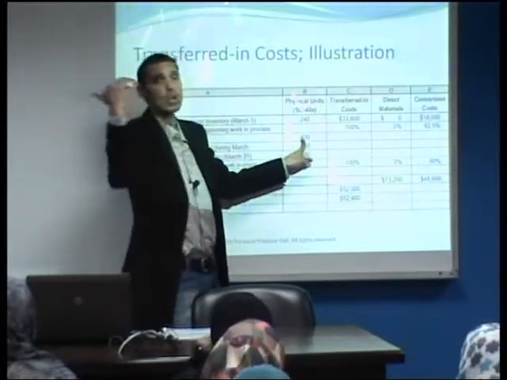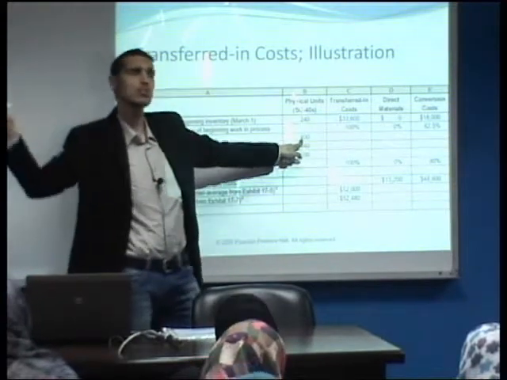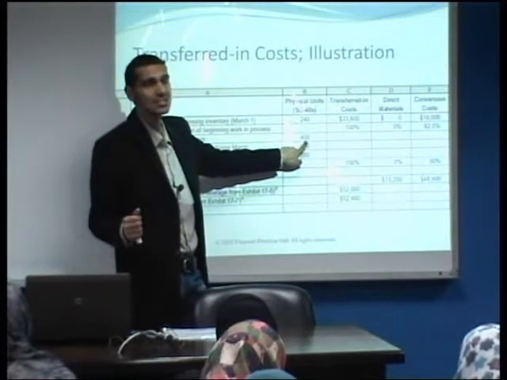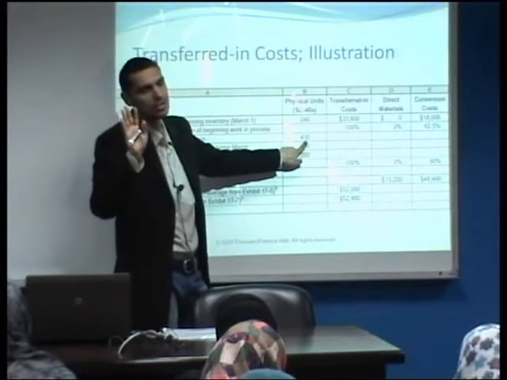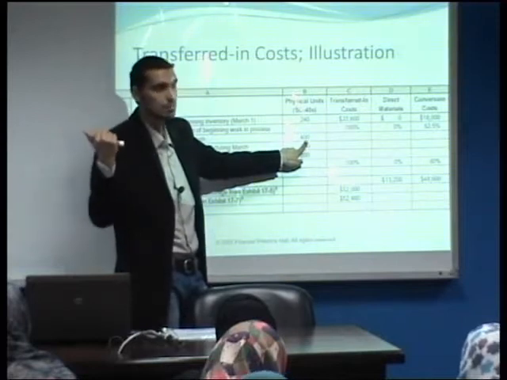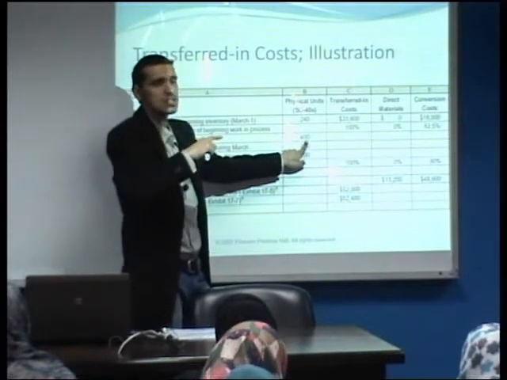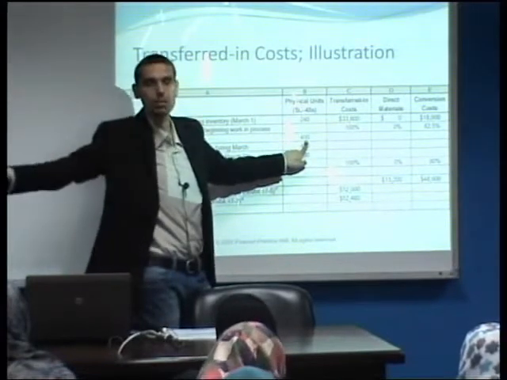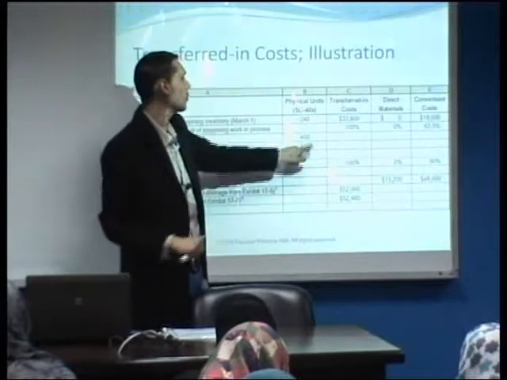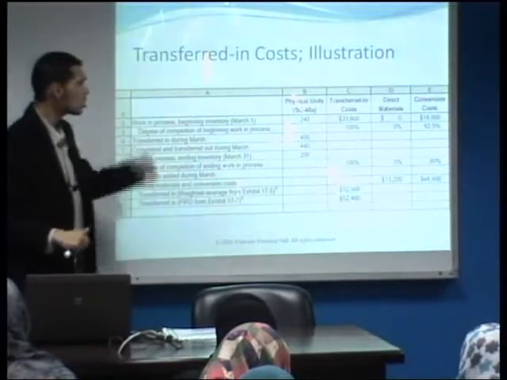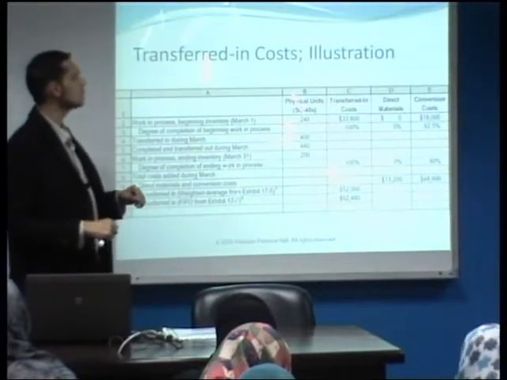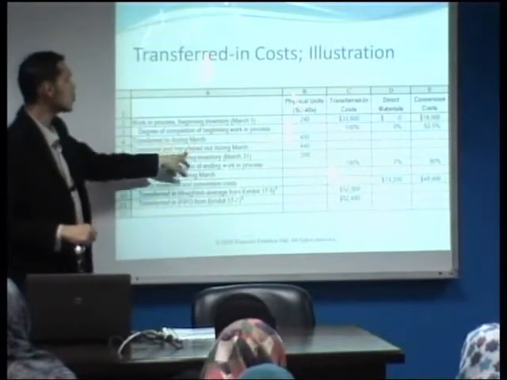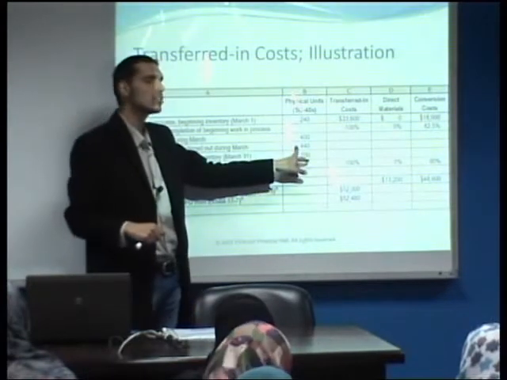Therefore, they were transferred from the assembly department to the testing department. This is the number that was completed in March in the assembly department and transferred to the testing department. We did not say started and completed, because we had beginning inventory. Of course, in month number 3, March, we have completed and transferred out 440 units.